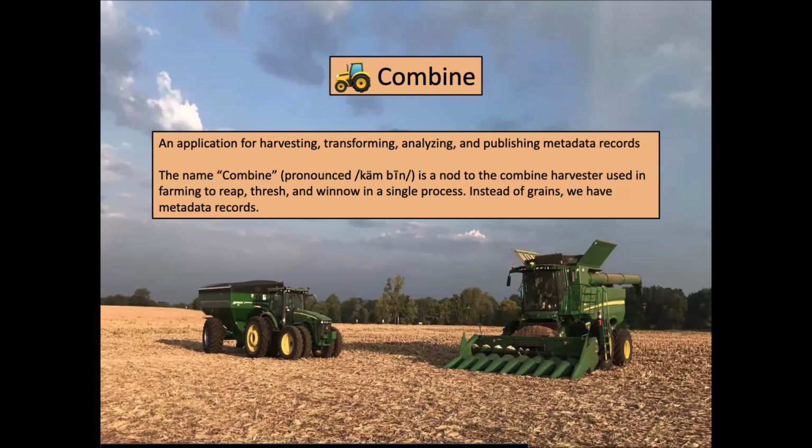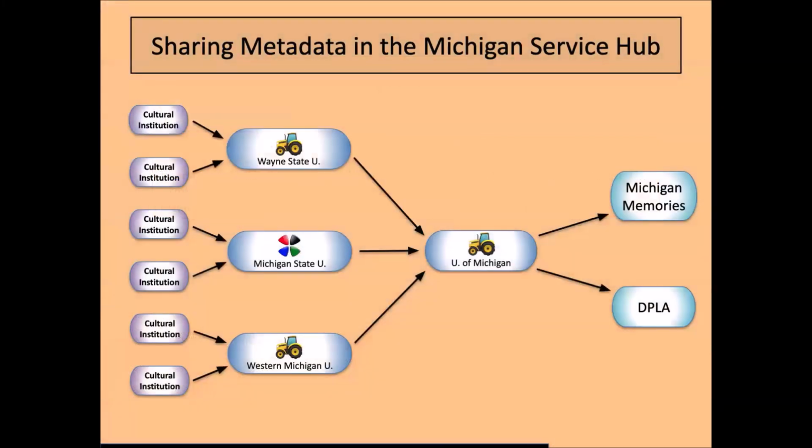But for the purposes of today, the reason I'm talking about Combine is to give you an idea, if you're wondering how does all this work happen, a bird's eye view of what we do. On the left-hand side, we have all these different cultural institutions, libraries, archives, museums, all throughout the state. When they have an initial meeting with us and say, okay, we'd like to share some collections, we'd like to make the metadata for those collections available.